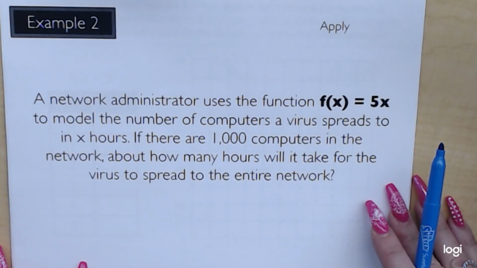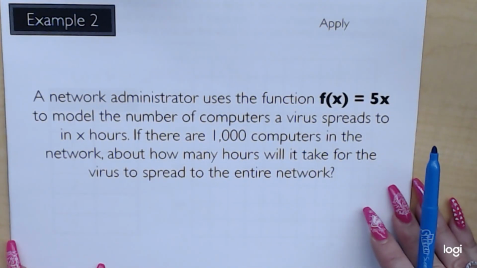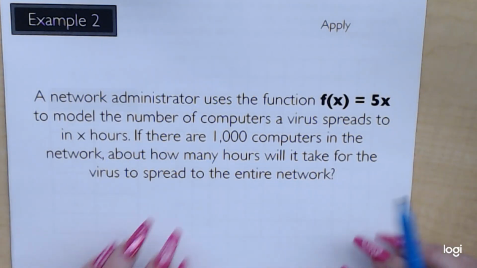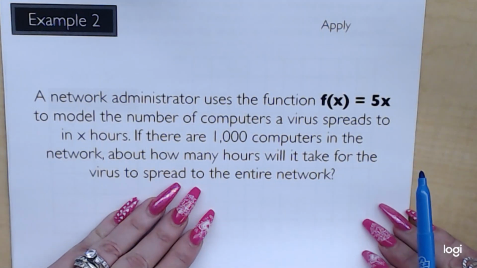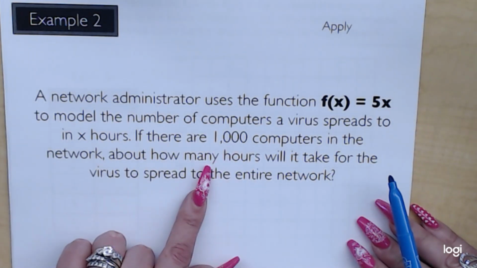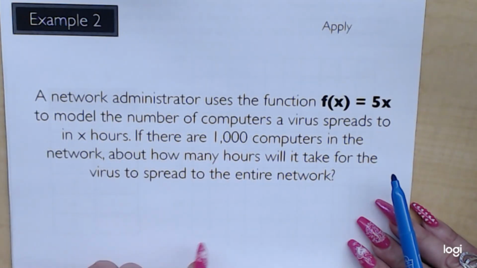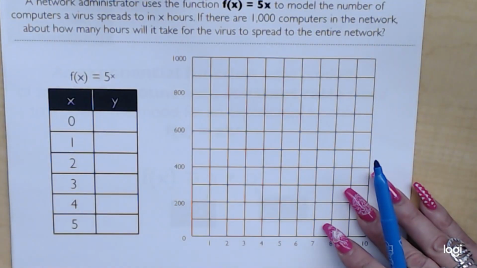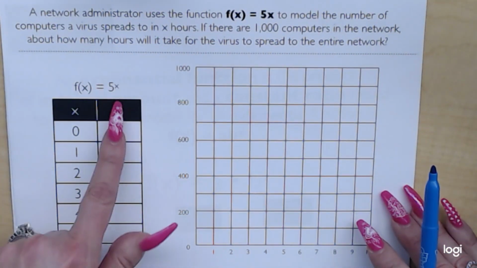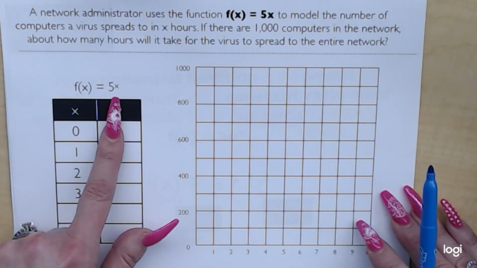Here's a real world problem that we can apply. A network administrator uses the function f of x equals 5^x to model the number of computers a virus spreads to in x amount of hours. If there are 1,000 computers in the network, about how many hours will it take for the virus to spread to the entire network? So here we can see that our function is 5 to the power of x.